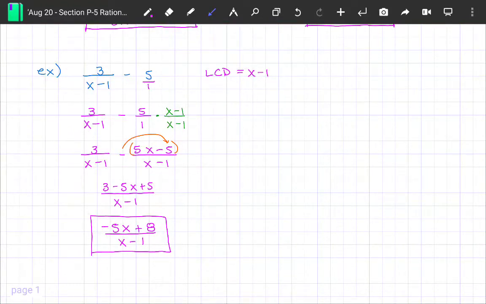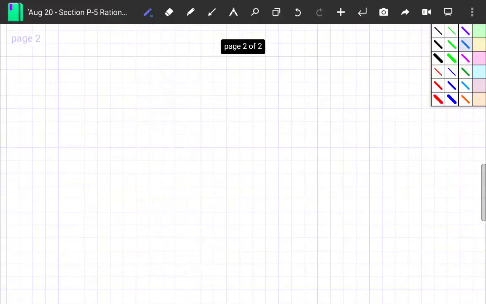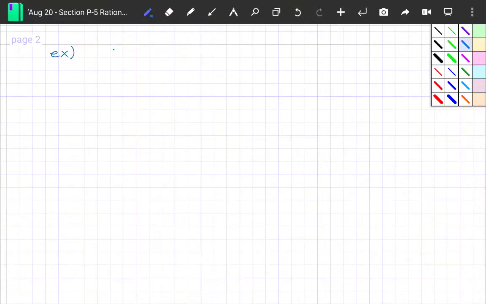All right, let's take a look at another one, and then I'll give you a couple to try on your own. Get a new page here. All right, so try this one. Try 2 over x squared minus x minus 2 minus 10 over x squared plus 2x minus 8.